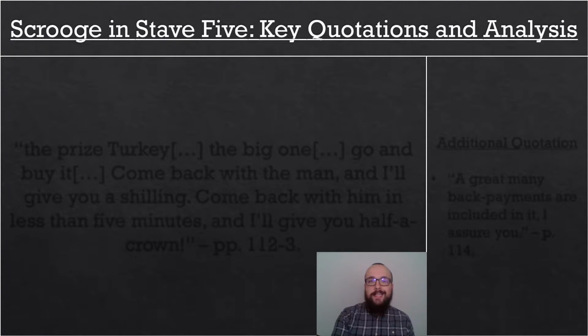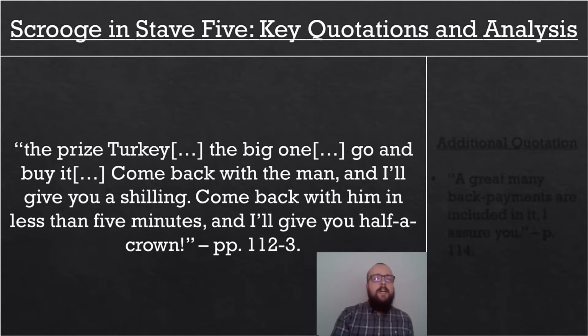The next significant change in Scrooge can be seen just moments later in Stave 5. In his conversation with the boy he sees on the street, Scrooge says, "The prize turkey, the big one. Go and buy it. Come back with the man and I'll give you a shilling. Come back with him in less than 5 minutes and I'll give you half a crown." There are multiple aspects of this quotation that present Scrooge as now being generous.